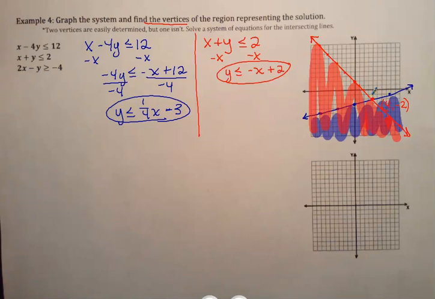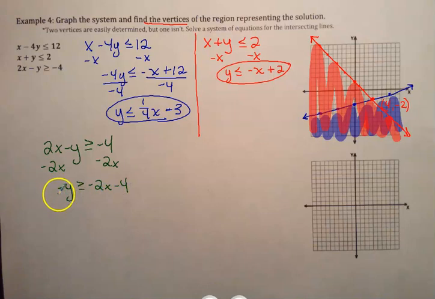All right, and let's see, let's go with green. So now we have 2x minus y is less than or equal to negative 4. We need it in slope-intercept form, so subtract 2x. Negative y is greater than or equal to negative 2x minus 4. We want to divide by negative 1. What does dividing by a negative do to the inequality? Good, it flips it. So y is less than or equal to 2x plus 4.